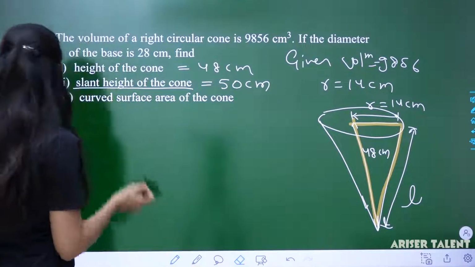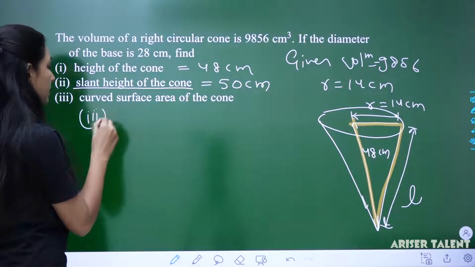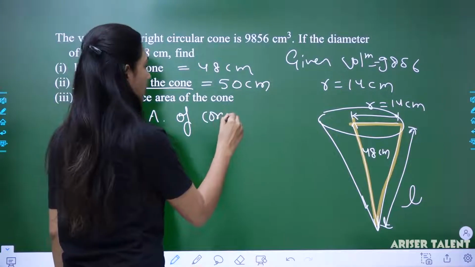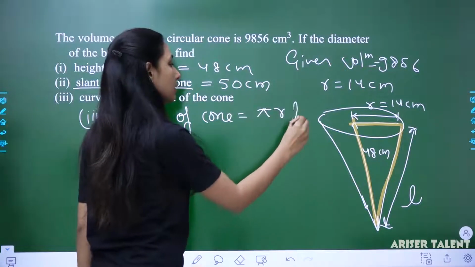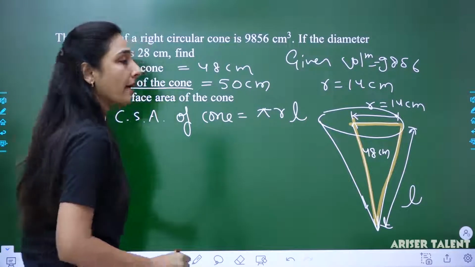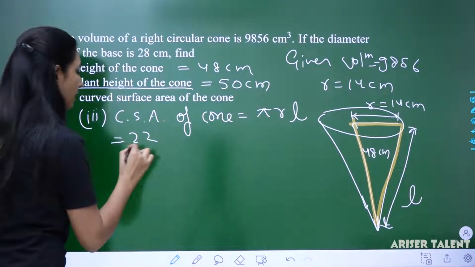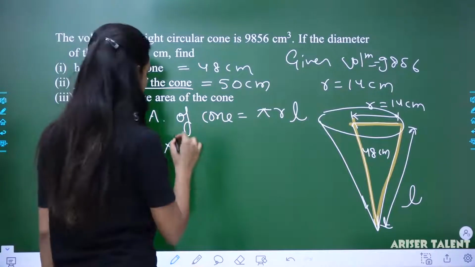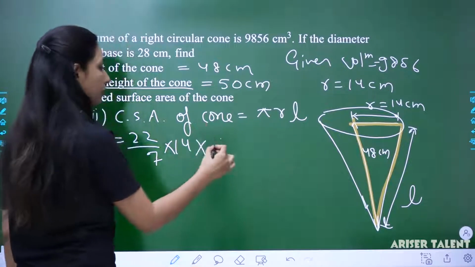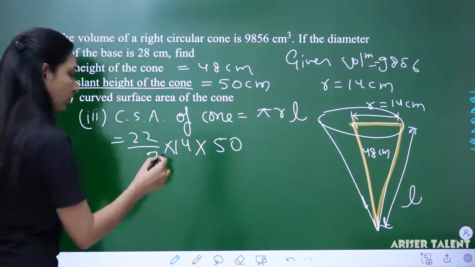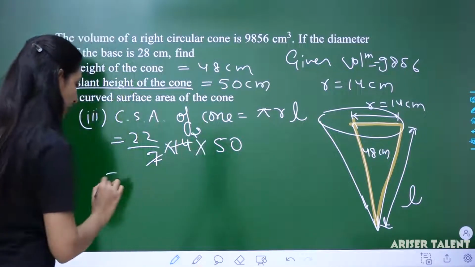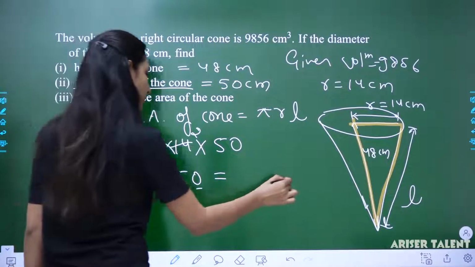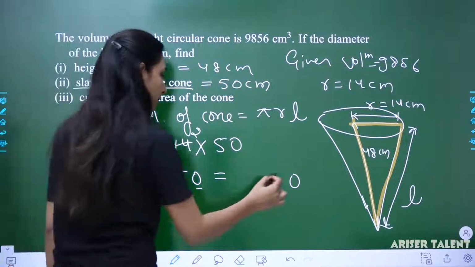Now the next one, the third one, the curved surface area, that will be pi RL. Curved surface area will be pi RL. Now pi is 22 by 7. The R is what? 14 and the length is calculated to be 50. Okay, so 2 times here, that will be 44 multiplied by 50.